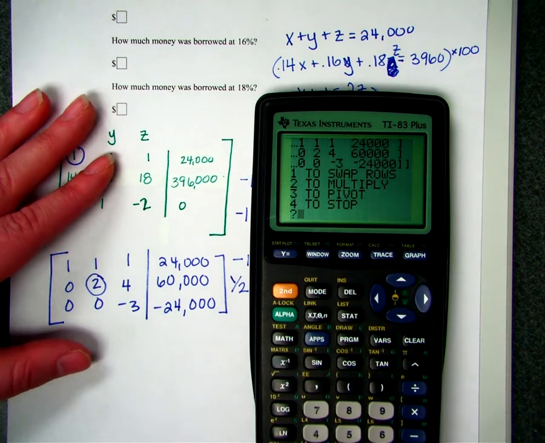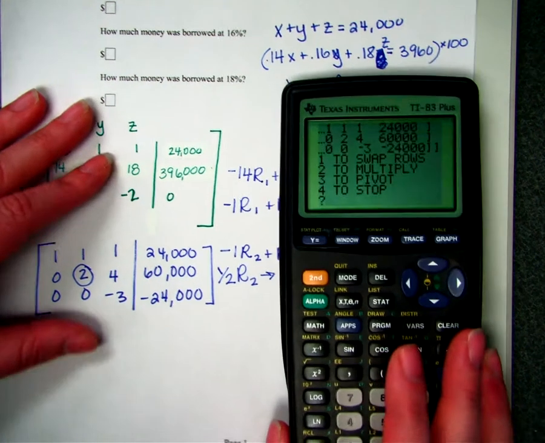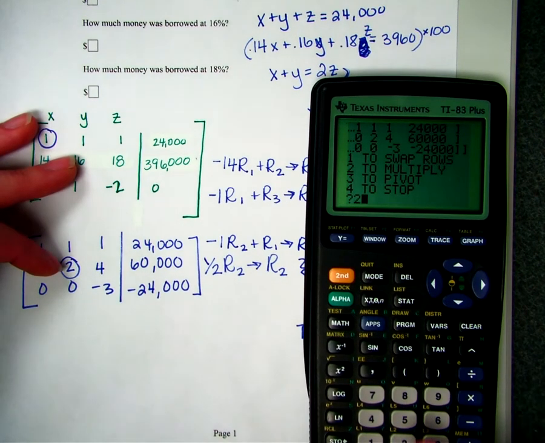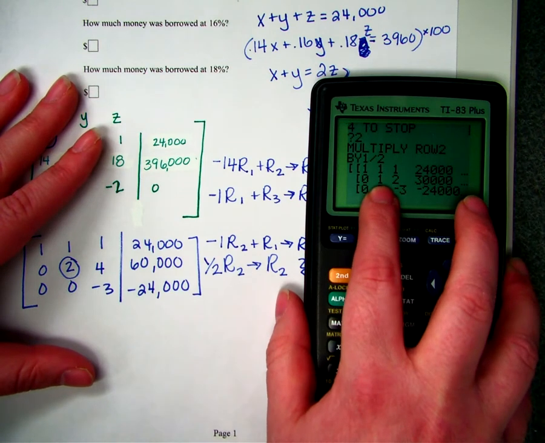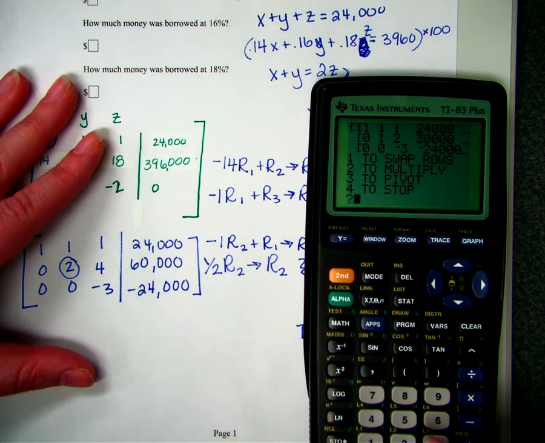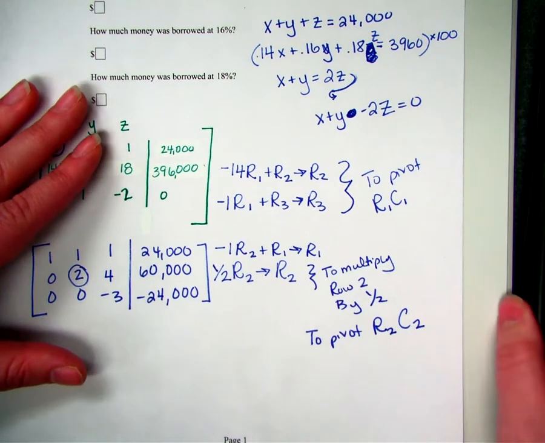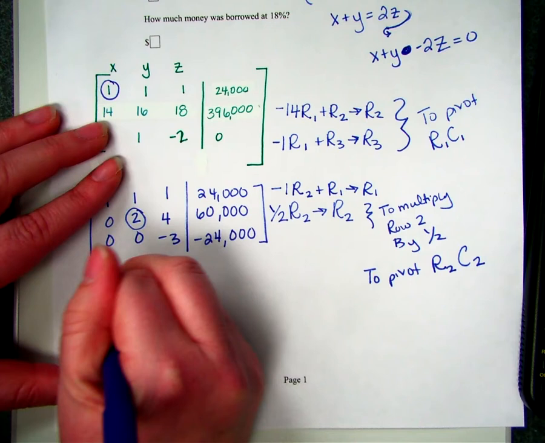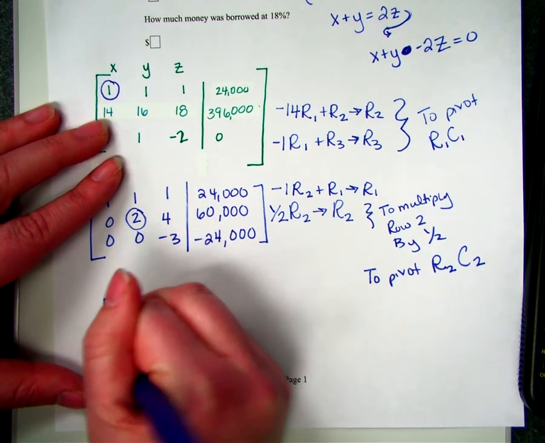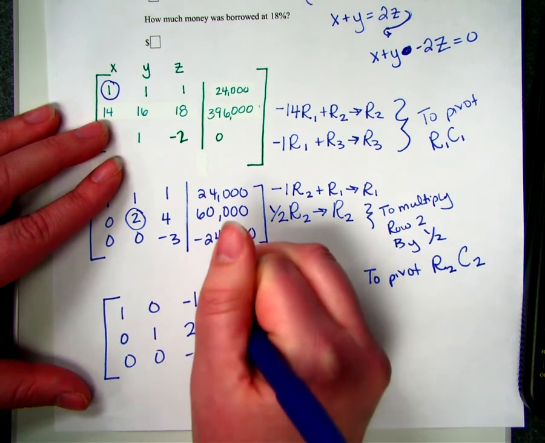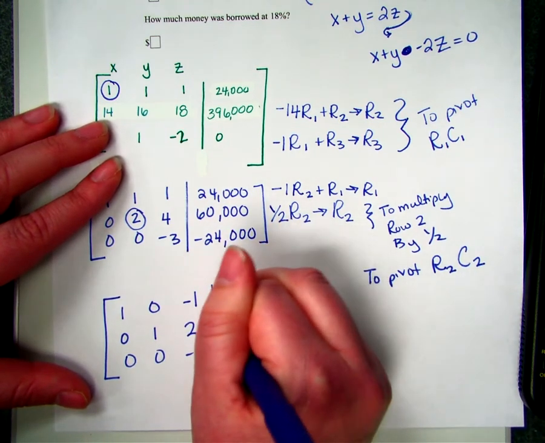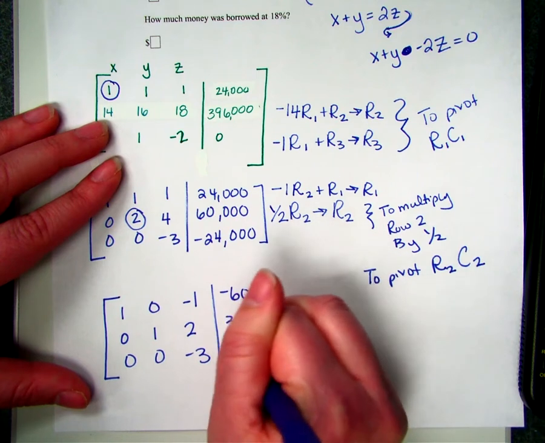So bring back my calculator, bring back up the list of things that I can do. The first thing I did was turn this into a 1, so choose option number 2 to multiply row 2 by 1/2. So see, our 2 that was there has now turned into a 1. And then second, we will choose option number 3 to pivot around row 2, column 2. So my new matrix looks like 1, 0, 0, 0, 1, 0, negative 1, 2, negative 3, negative 6,000, 30,000, and negative 24,000.